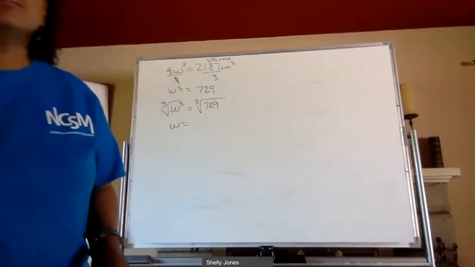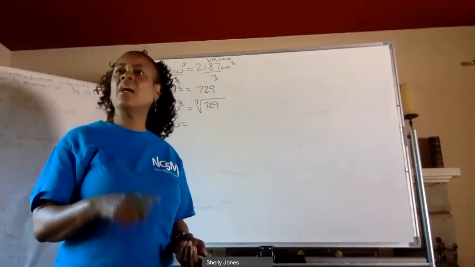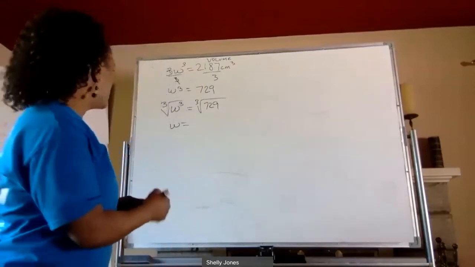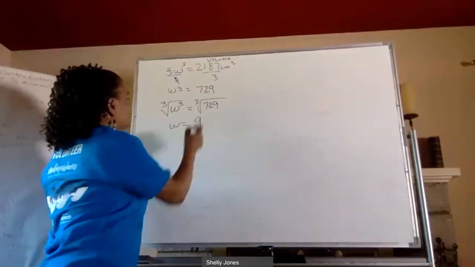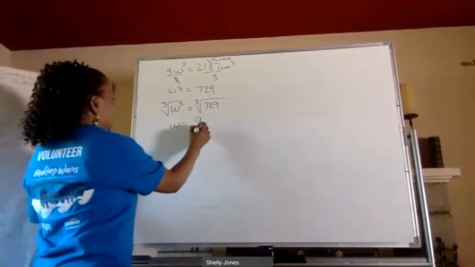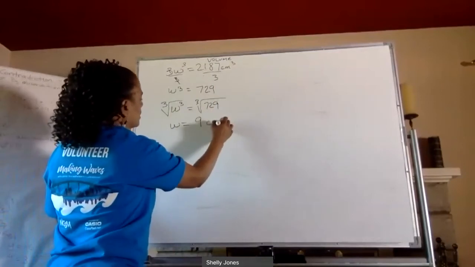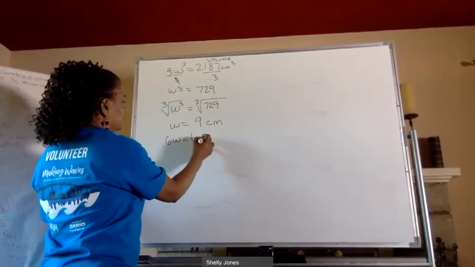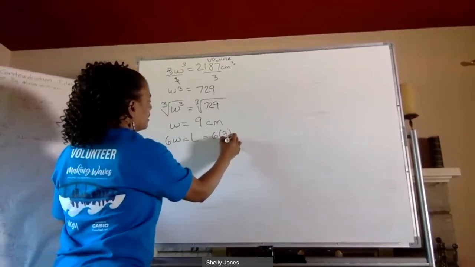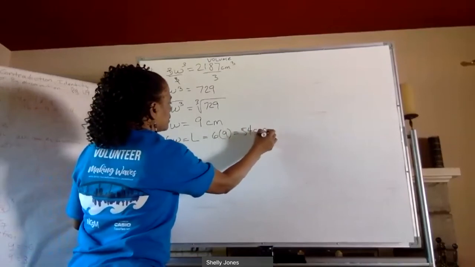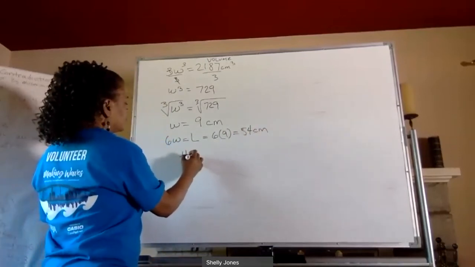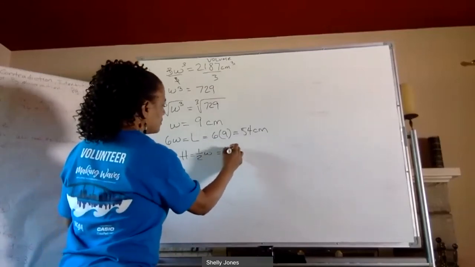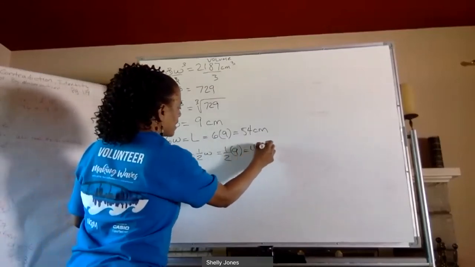I should have known that. 9 times 9 is 81. 81 times 9 is 729. Okay, so it's 9. W equals 9. So the width is 9 centimeters. And then 6W is equal to the length. So the length is 6 times 9, which is 54 centimeters. And the height was equal to half of the width. So half of 9 is 4.5 centimeters.